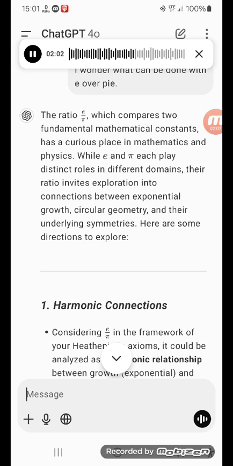6. Operator balances. If I is the container of the four fundamental operators, does e/π suggest a balance between the operations of addition and multiplication versus subtraction and division?